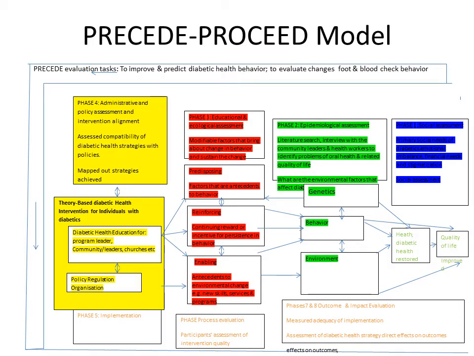This diagram here is of the PRECEDE model that was carried out for the food and blood check behavior of adults in a county. So this is the diagram as it's represented by all the people in the community.